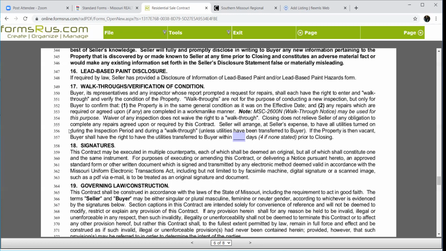Your buyer's also got the ability, if the property is vacant, to have the utilities transferred into their name up to 4 days ahead of closing. I think this is a silly sentence to have in here because to me, the buyer and the seller are going to agree to that anyway, whatever the situation is. But seller doesn't have to offer it and buyer doesn't have to accept it, but they have that ability.